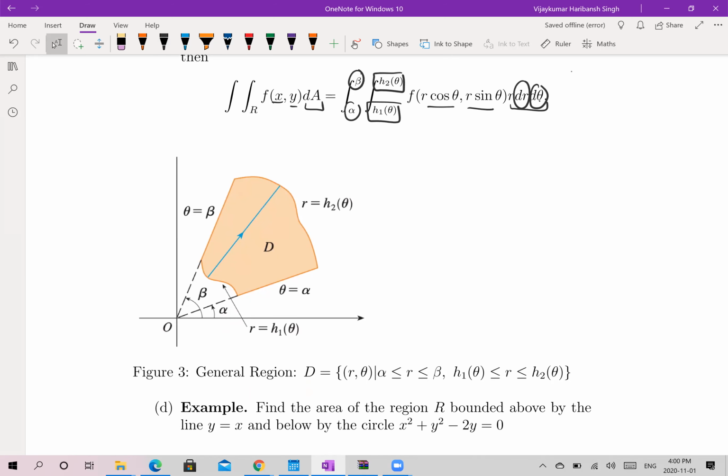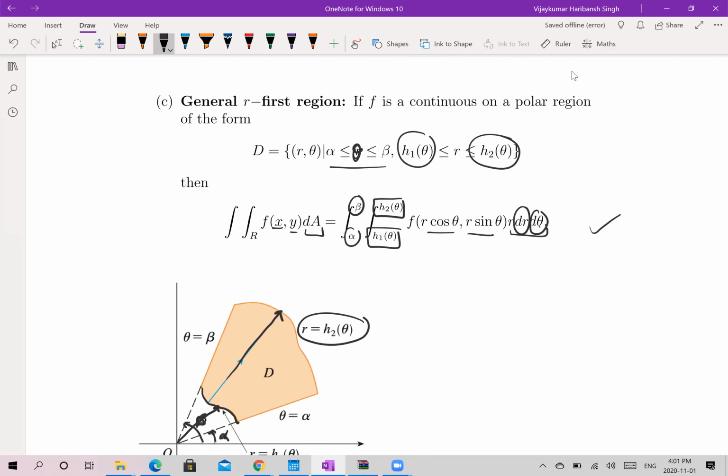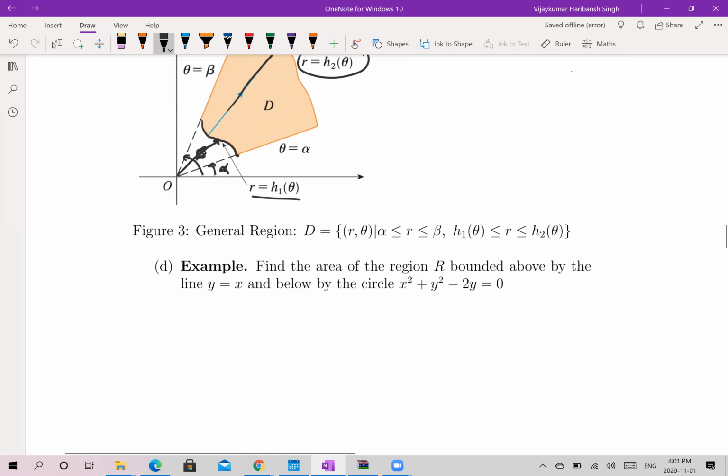And if you look at the diagrammatic view of it, this is your region. Your r, which is the distance from the origin, when you hit the arrow in the direction of r, it hits first the curve h1 theta, and then it comes all the way out to r equals h2 theta. And then your angles are between alpha and beta. So this is a description of an r first region. We can have a similar description for a theta first region as well. But let's first work on the following problem.